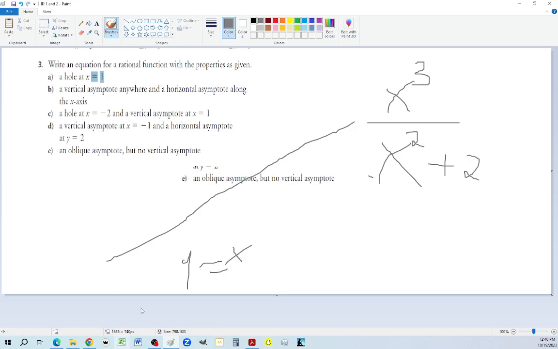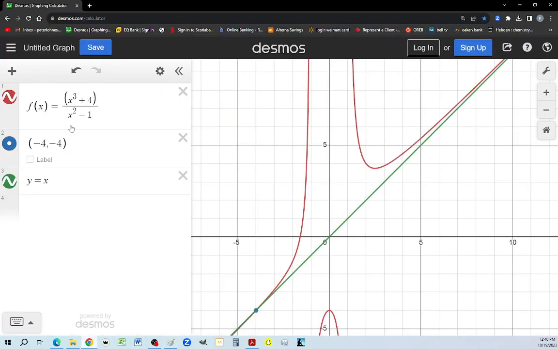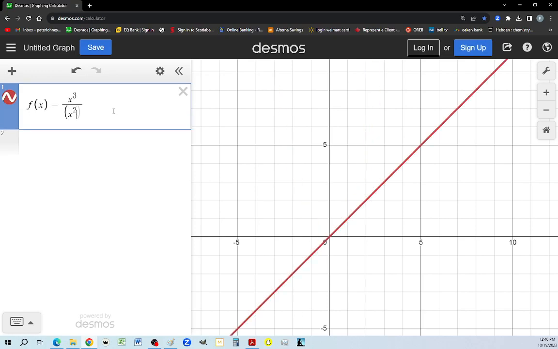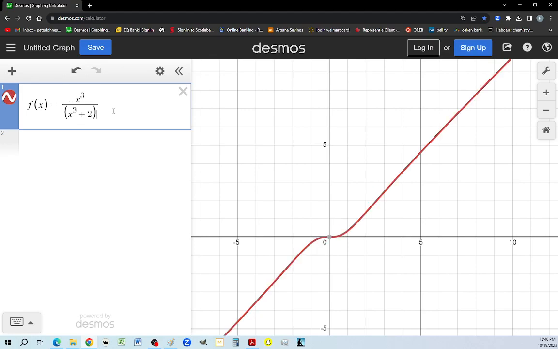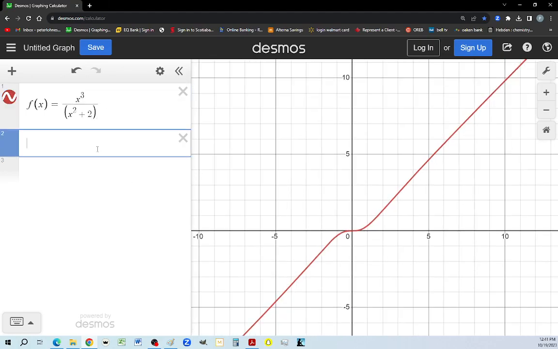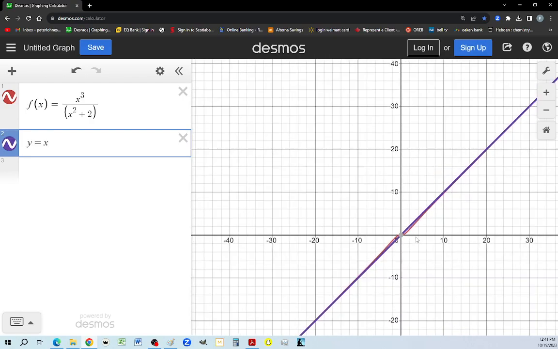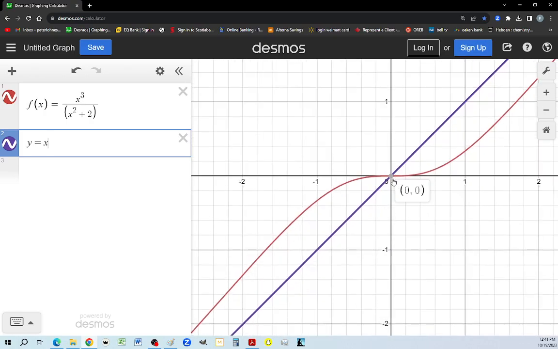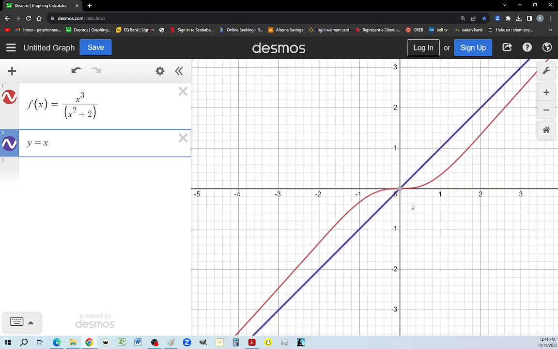Let's punch it in just to see. x cubed over x squared plus 2. Yeah, it does this little wiggle. And we'll discover if I make y is equal to x, sure enough, there's my oblique asymptote or diagonal asymptote. And it crosses it once here at 0, 0. And there you go.